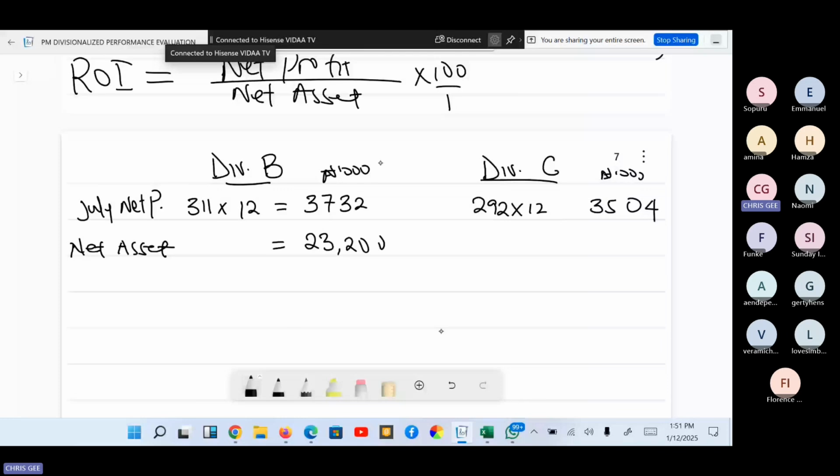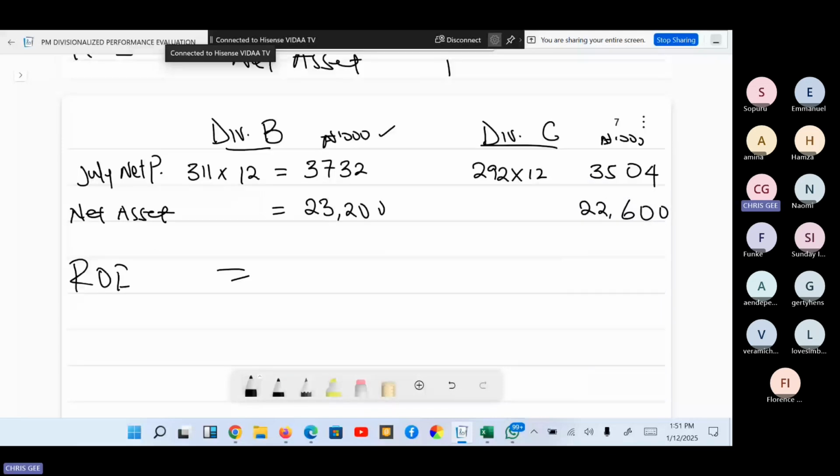I hope you all understand that. And for Division C it is how much? 22,600. So we can get our annualized ROI. So this one will be 3732 divided by 23,200 times 100 over 1. And this one will be 3504 divided by 22,600 multiplied by 100 over 1.